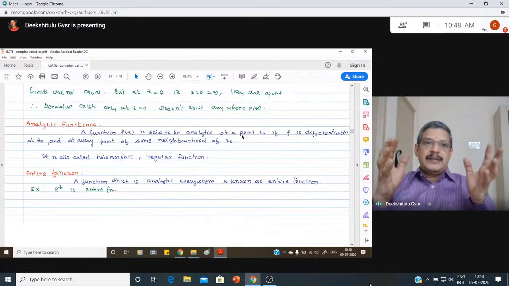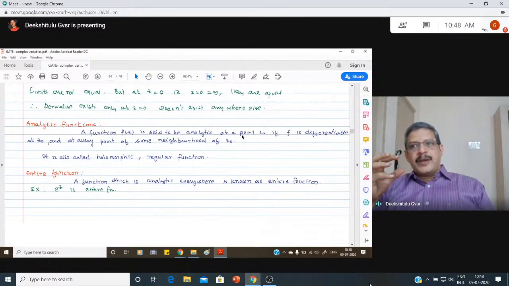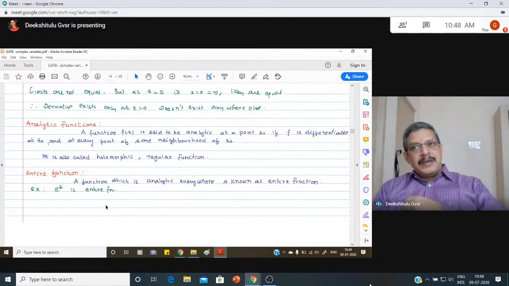So it's a more general thing. At one point, if it is differentiable, it's not enough. Throughout the neighborhood of the point, the function must be differentiable. Then we say that it is an analytic function. And then the entire function is still an extension of that. A function which is analytic everywhere in the whole of the z plane, take any point, is called an entire function. The best example is e power z. There are no failures. Complete z plane, take any point, the function is analytic.